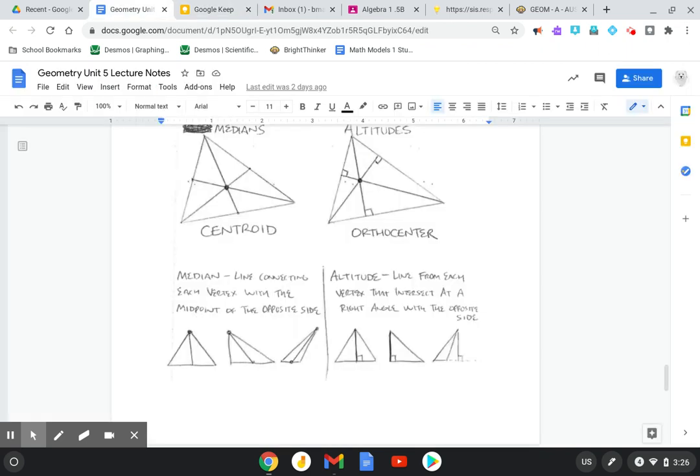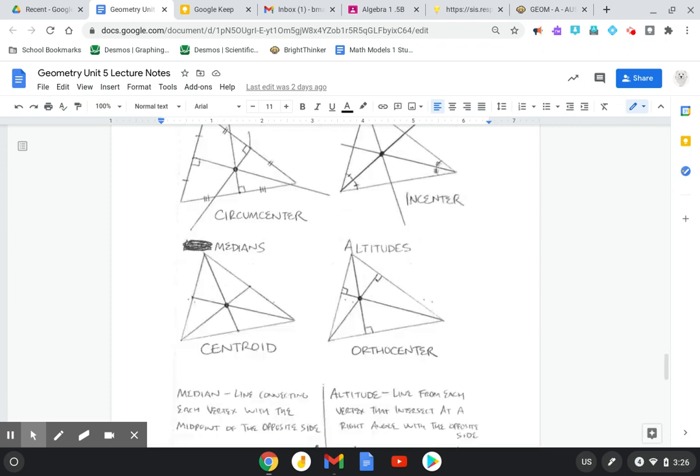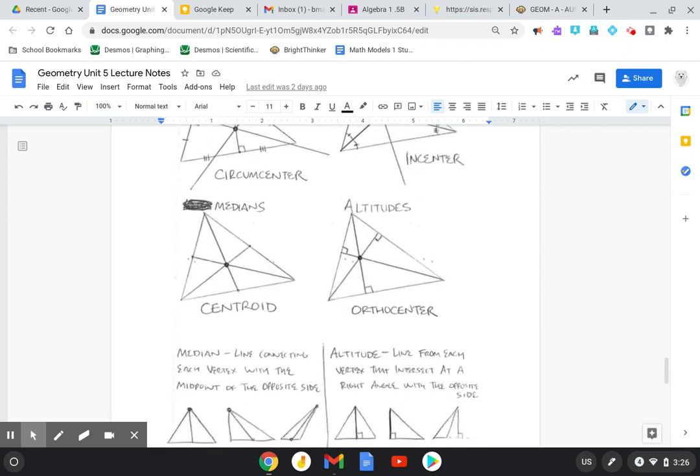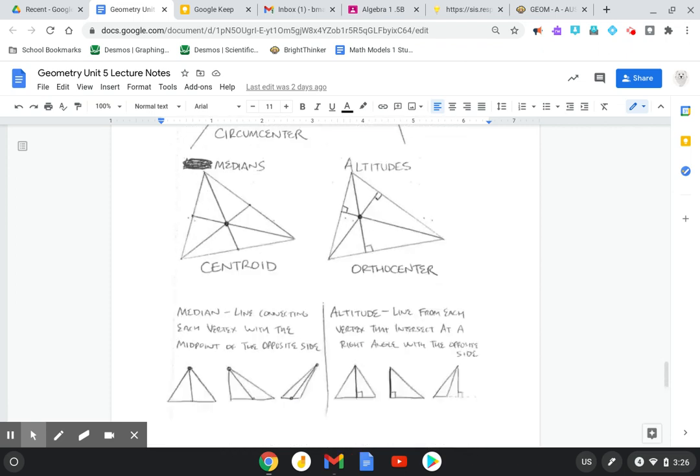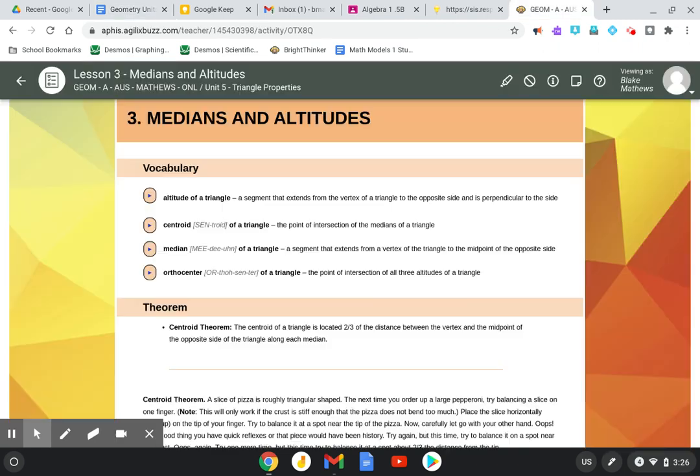You can also see that information down at the bottom of the third page of the notes. So that's some basic terminology that you need to know. And then the rest of this unit is just giving you the other two centers of a triangle. Remember we talked about the circumcenter and the incenter. So in this lesson, we learn about two others.